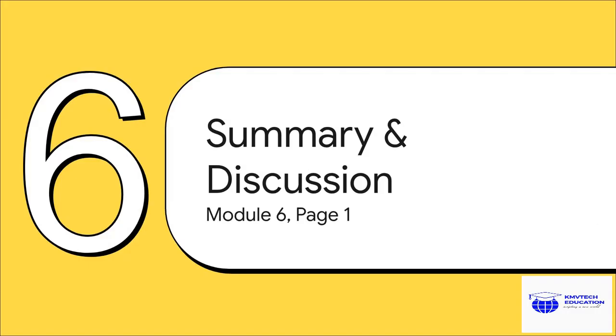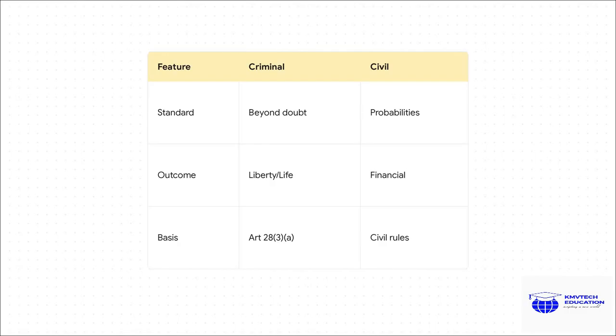Finally, Section 6, Summary and Discussion, Reviewing Module 6, page 1. Let's consolidate everything you've written down today into a definitive cheat sheet for your notes. First, we have the criminal standard, beyond reasonable doubt. It's dictated by the severe and irreversible consequences to liberty or life, and it's firmly rooted in Article 28(3)(a) of the 1995 Constitution. Next, contrast that to the civil standard, balance of probabilities. It applies to civil proceedings where the consequences are financial and generally more reversible. Ultimately, the severity of the outcome dictates the height of the standard.